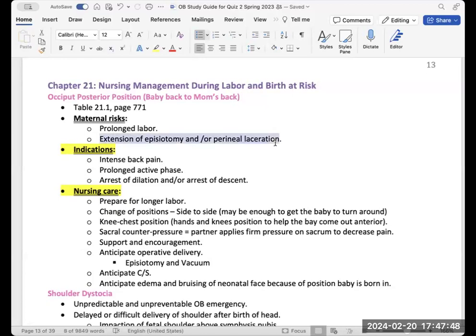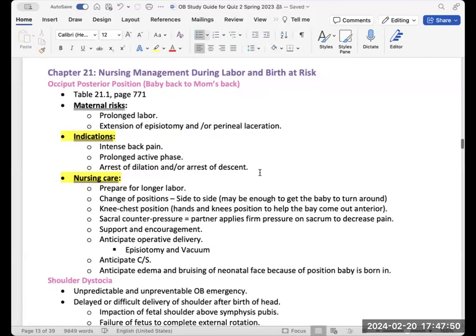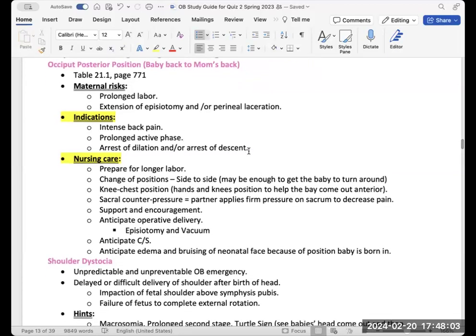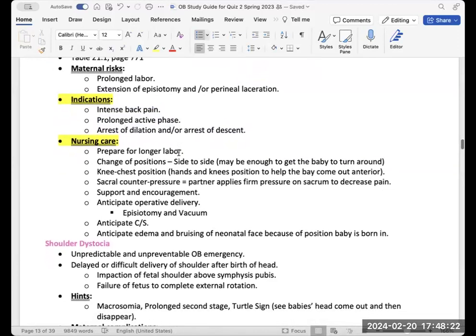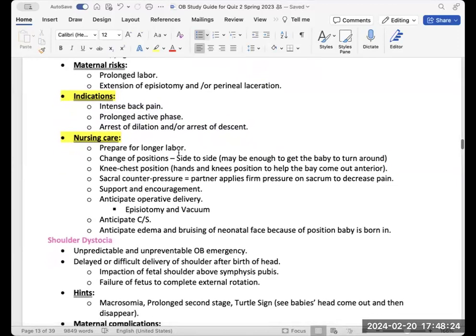It can cause prolonged labor, and it can cause basically perineal laceration. In other words, the rectum can start to tear as a result, okay? And that could be quite painful on its own while she's giving birth. So how do we know that the baby is in this position? Well, if the mom has intense back pain, a prolonged active phase, which is one of those phases in the first stage of labor, and arrest of dilation or arrest of descent, that's how we know that the baby's in this position.